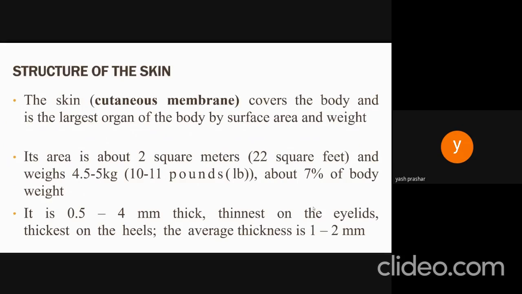Structure of the skin. The skin, or cutaneous membrane, covers the body and is the largest organ of the body by surface area and weight. Its area is about 2 square meters and weight 4.5 to 5 kgs. It is 0.5 to 4 mm thick and thinnest on the eyelids. It is thickest on the heels. The average thickness is 1 to 5 mm.